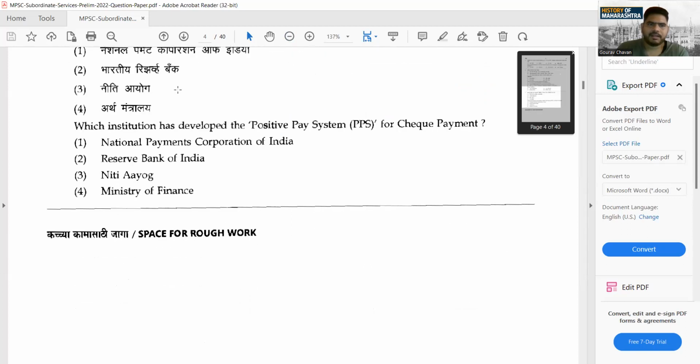It's very simple. Which institution has developed the positive pay system for cheque payment? Positive pay system. So obviously it would not be Niti Aayog, it would not be the Finance Commission. It would be either RBI or NPCI. If you consider the positive pay system, it was introduced by NPCI. See, there is a 50% probability that you go correct and 50% that you go wrong if you just skip the options. This is the way to address the questions, and it would save a lot of time.